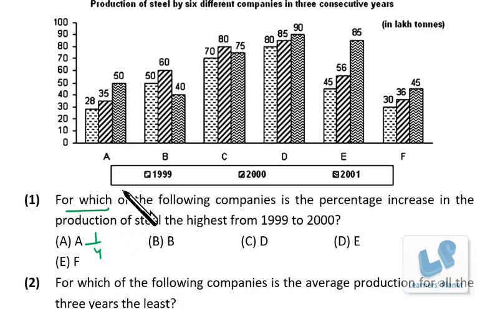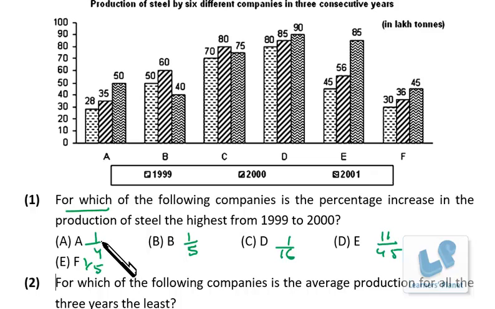Do not calculate percentage. 50 to 60, so that is an increase of 10 over 50. So 10 over 50, that is 1 by 5. 70 to 80, increase of 10 over 70. So that's D, we don't have to calculate C. It's 80 to 85, just an increase of 5 over 80, so it is 1 by 16. Similarly, E, 45 to 56, the increase is 11 over 45. And F, 6 over 30, so that is 1 by 5.